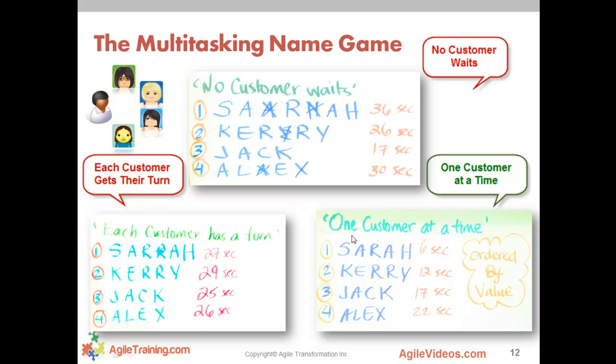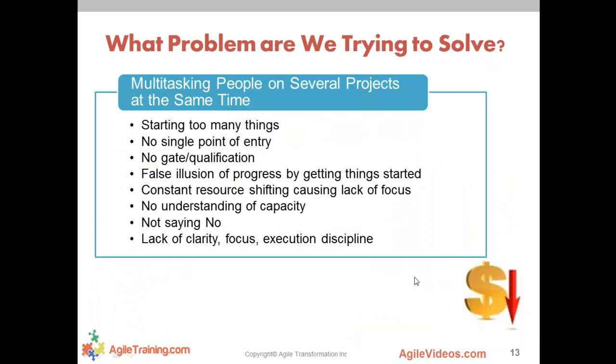They start to see the actual cost of multitasking, and that by creating a ranked backlog of work, you actually get work done faster. It doesn't slow you down. So what problem are we trying to solve? Multitasking people on several projects at the same time, which is starting too many things.